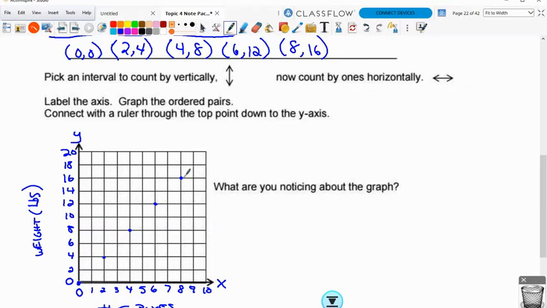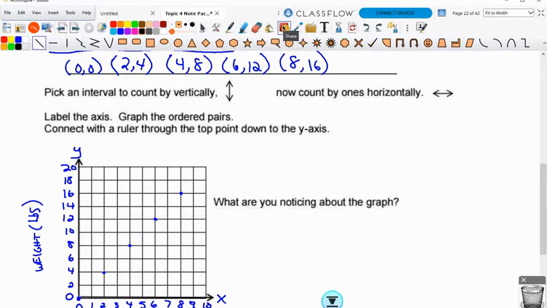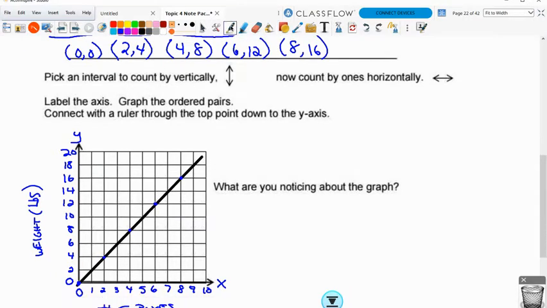Now what we're going to do is draw a nice straight line through all of those points. So I'm going to use my line tool. There's my line tool. And I'm going to connect a line that goes all the way through my points, which looks something like that. And then the only other thing I need to do at the end of my line is put an arrow, because our data could continue if we had more boxes. So this is what the graph of our proportional relationship looks like.